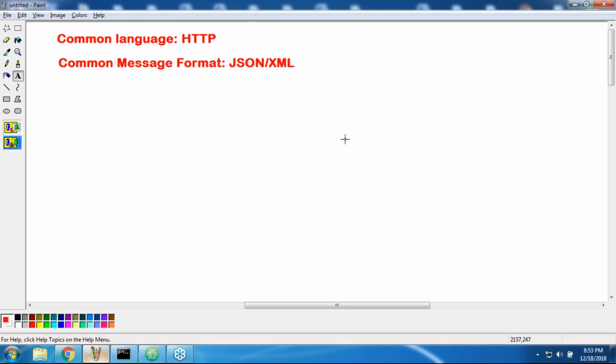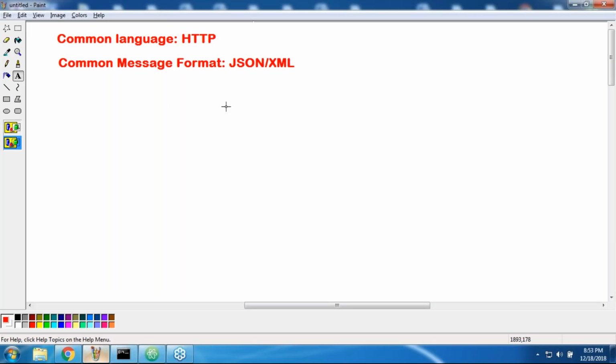HTTP is a protocol. HTTP is a common language that different applications can use. Next, the message format should be JSON or XML. That's all. These are the small general words we discussed in the last sessions.